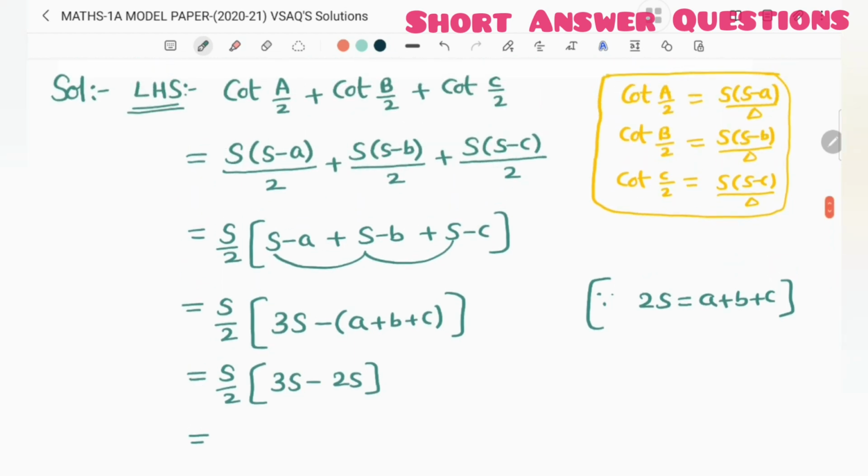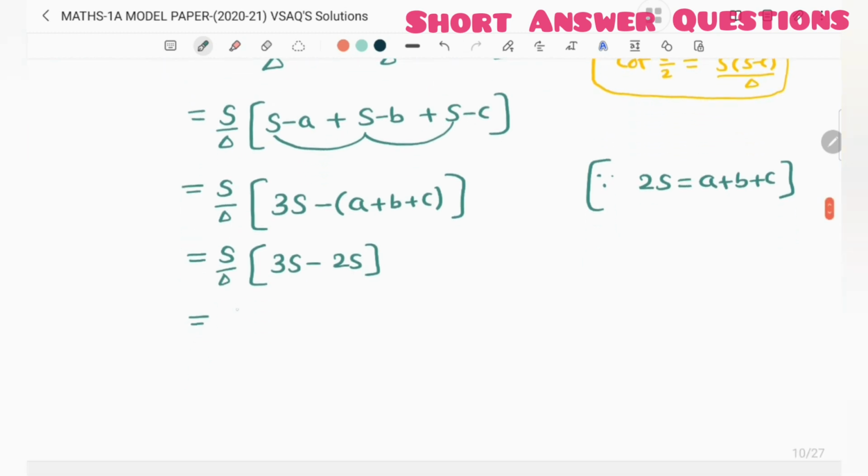Sorry, here S by delta, I forgot. I am very sorry. So delta here, I forgot to write that instead of 2. So now S by delta into S, that is equal to S square by delta. That's what they are asking to prove. RHS.